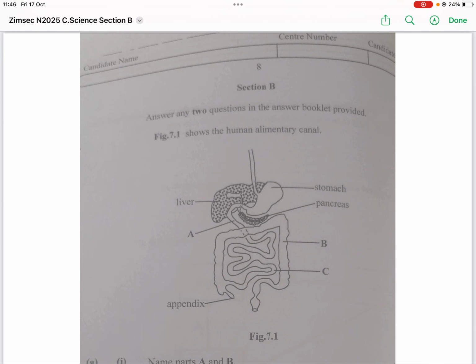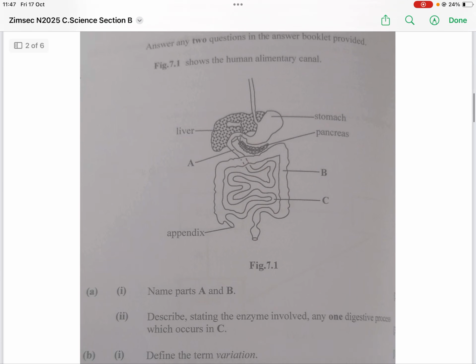So this was Question 7 of Combined Science that was written by November 2025 candidates. The question reads: answer in the answer booklet provided. We are going to answer all the questions since we are doing our revision. Figure 7.1 shows the alimentary canal. Name the parts that are labeled A and B.